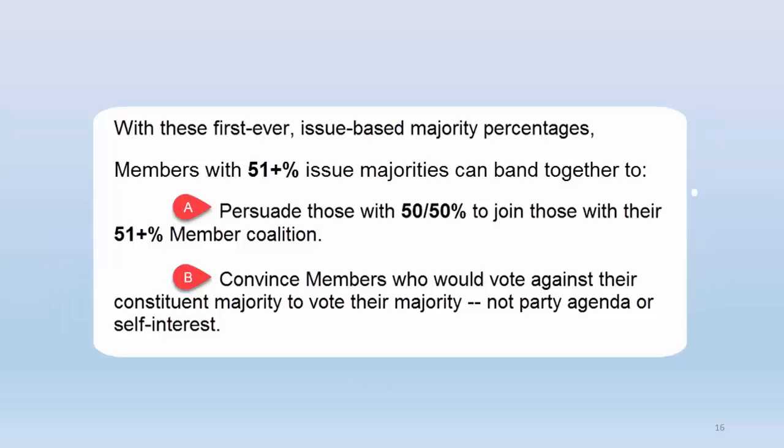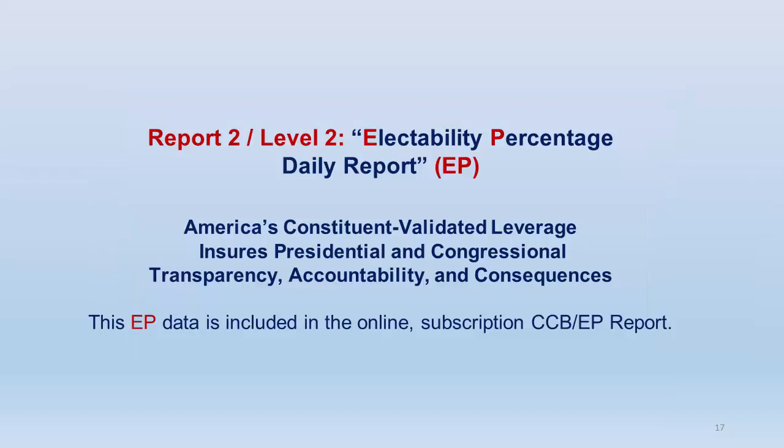With these first-ever issue-based majority percentages, members with 51+% issue majorities can band together to persuade those with 50-50% to join those with their 51+% member coalition. Convince members who would vote against their constituent majority to vote their majority, not party agenda or self-interest.